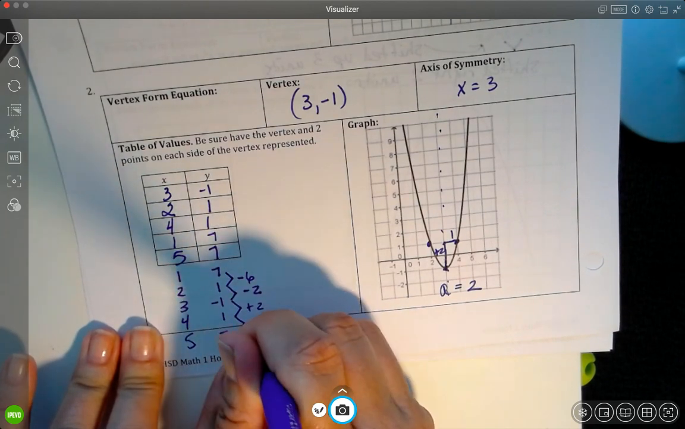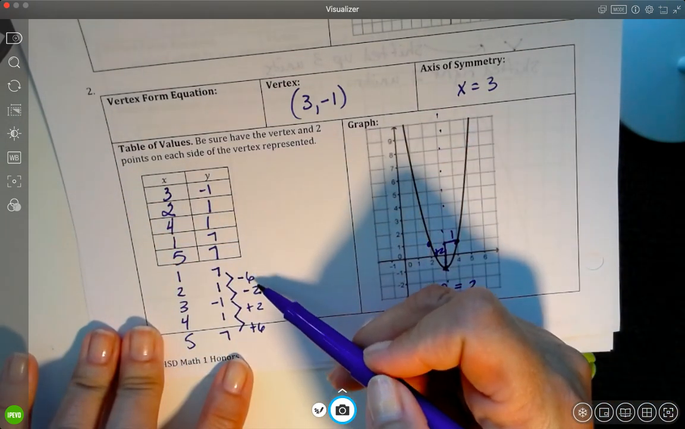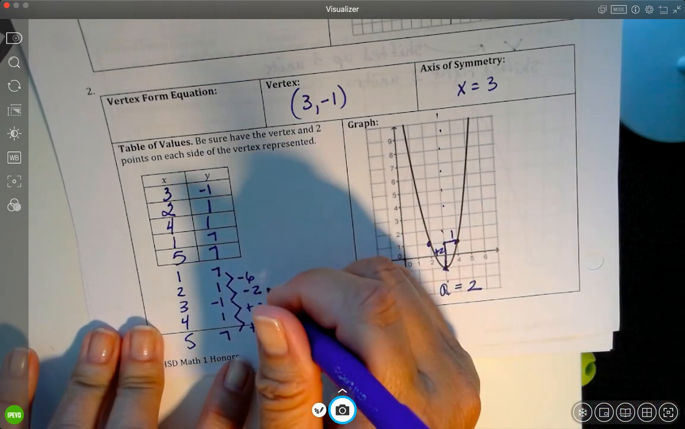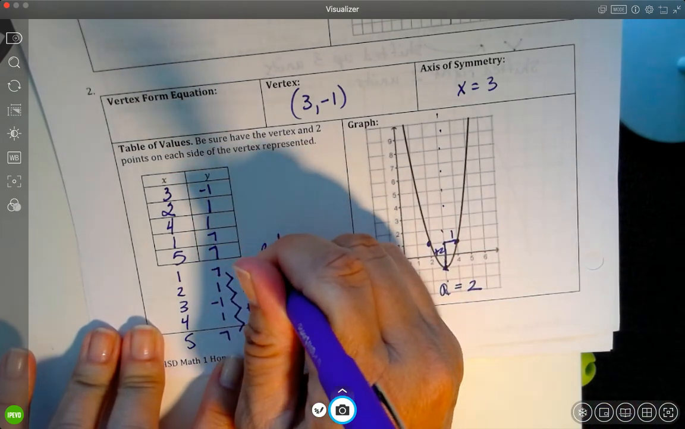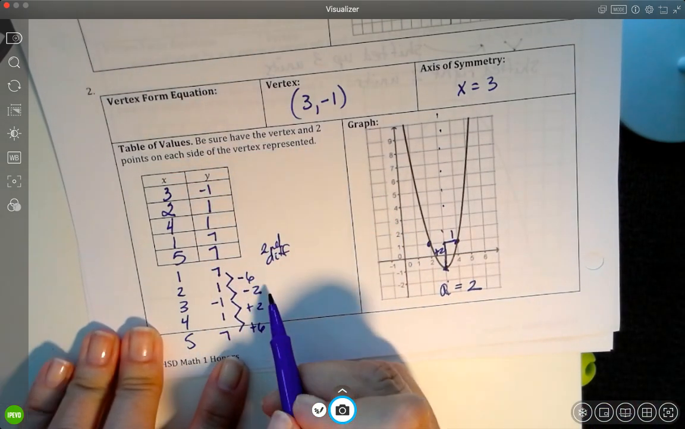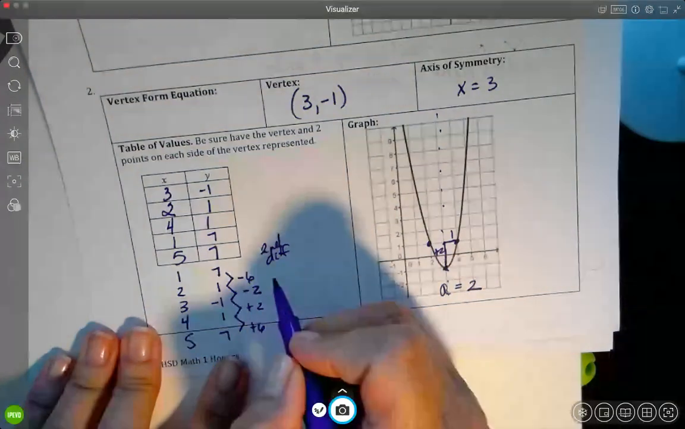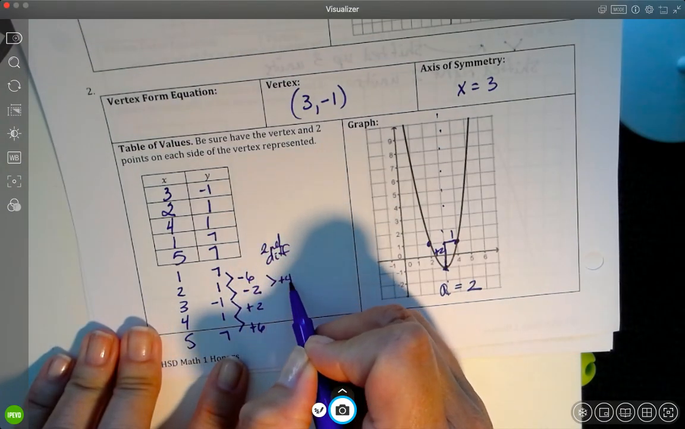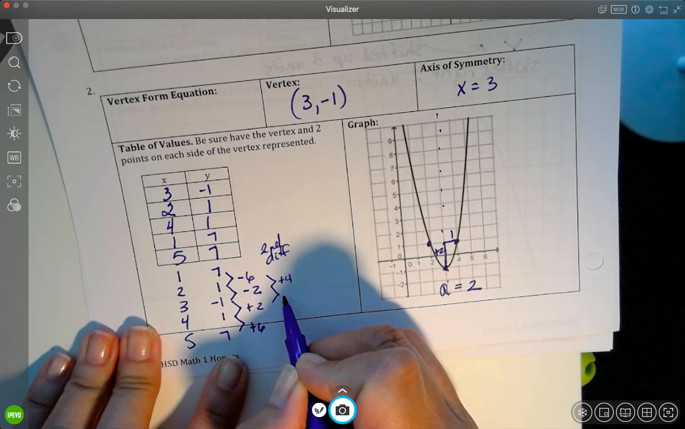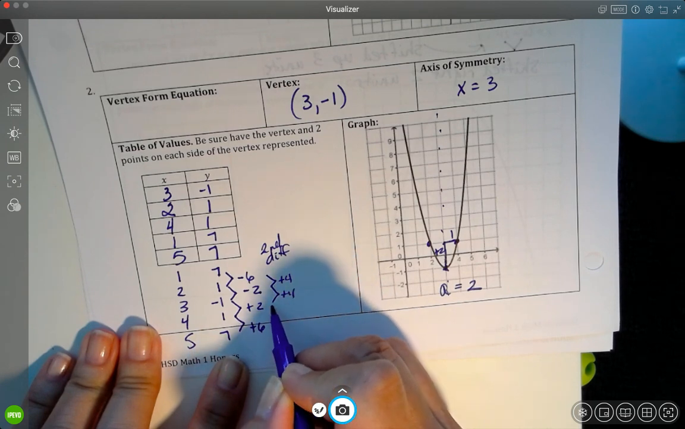And then obviously I already know that it's quadratic. So I actually need to find the second difference. Okay, so between -6 and -2, that's +4. From -2 to +2, that's +4. From 2 to 6, that's +4.